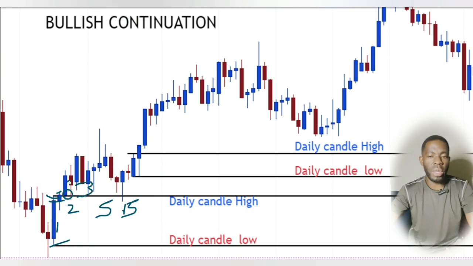All right, and then we target a 1 to 2 risk to reward ratio to the upside, and we would win that trade.